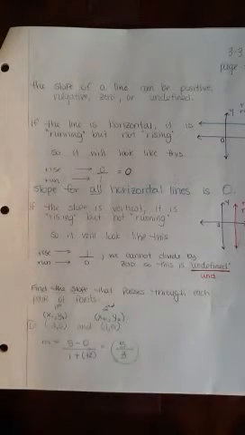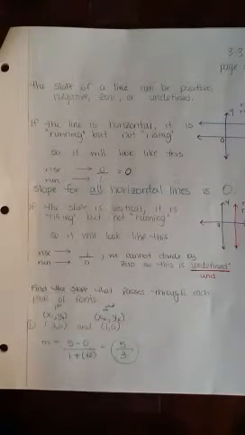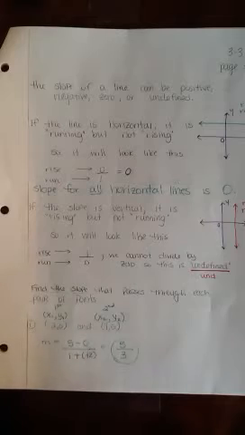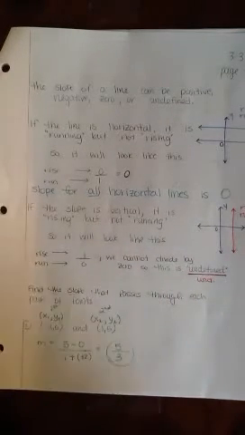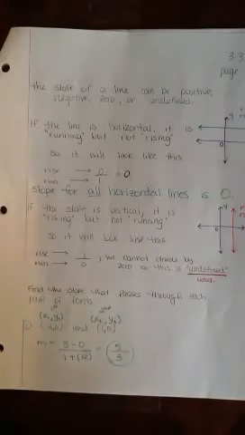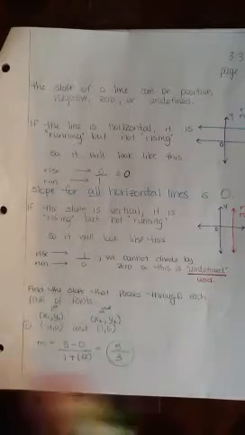If you were to get like 6 over 3, then you could reduce it to 2 over 1 or 2. Either one of those is fine. I just don't want to see decimals. If it can be reduced or made into a whole number, that's fine, but don't write it as a decimal.